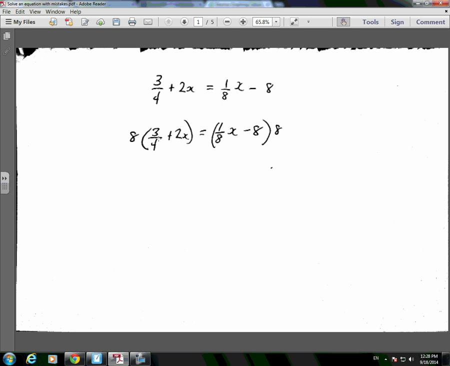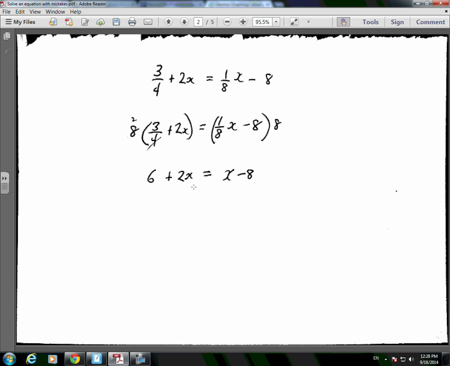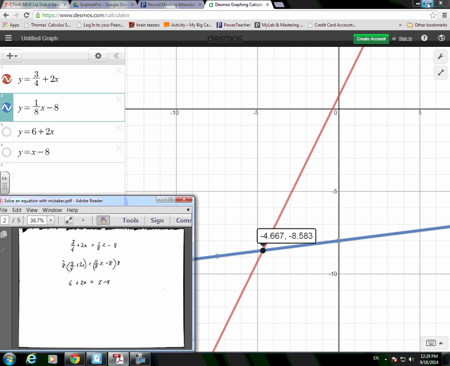In the first step, I multiply both sides by 8. I end up with what I did here. I took 3/4 of 8 and got 6 plus 2x equals x minus 8. Some of you might see that there might be something wrong with that. What I'm going to do is put in my two new equations as y equals. So the first one will be y equals 6 plus 2x, and my second equation will be y equals x minus 8.